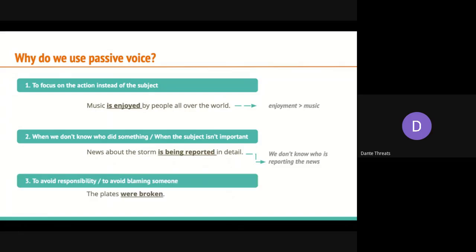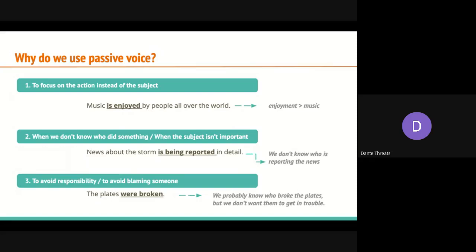Okay, and 3, we use the passive voice to avoid responsibility or to avoid blaming someone. Okay, so for example, the plates were broken. So we probably don't know who broke the plates because we don't want them to get in trouble, or we just don't know who did the breaking of the plates in the first place. Or maybe it was you who broke the plates and you don't want to tell anyone.